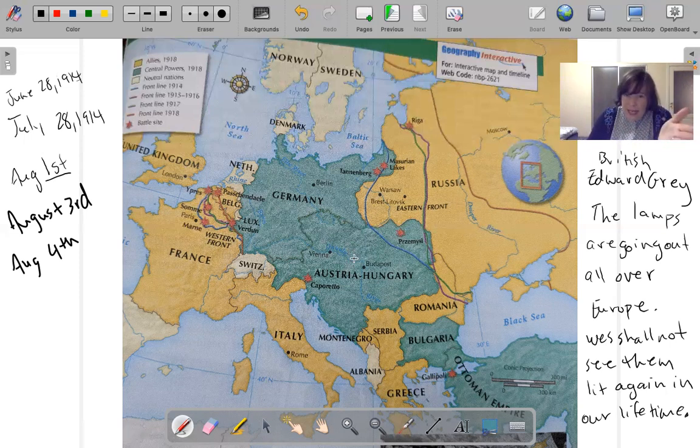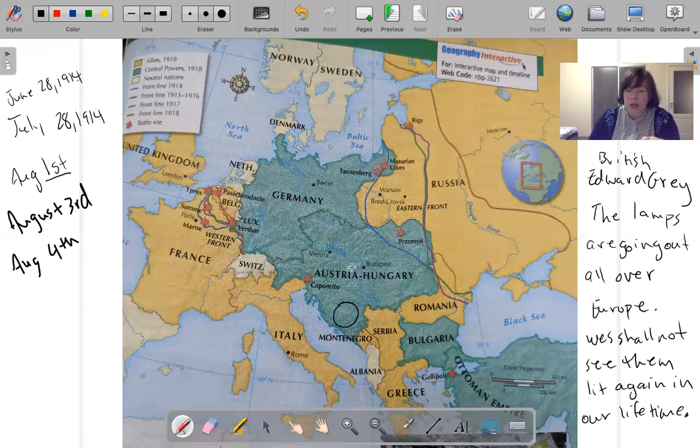On June 28th, 1914, the Archduke of the Austro-Hungarian Empire, the nephew of the Emperor of the Austro-Hungarian Empire, was visiting Bosnia, where he was assassinated by someone from Serbia that was a nationalist fighter. He had great nationalist pride. He assassinated the Archduke.